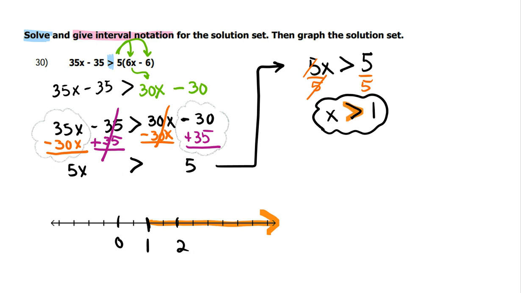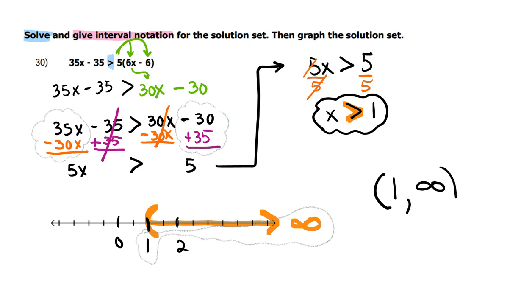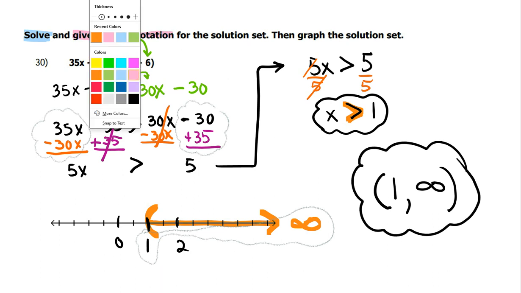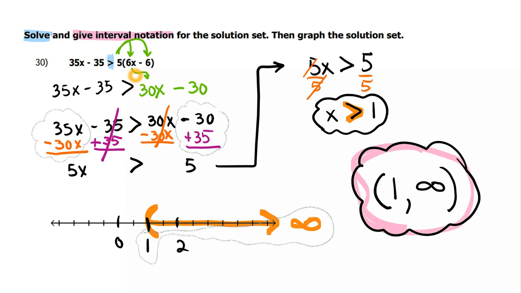But because this is just a greater than sign and not an equal to, I need a parenthesis. And remember, when you're going to the right, you're eventually hitting infinity. So I can see my inequality, or sorry, my interval right here. It starts at the 1, but doesn't include it, so I need a parenthesis, comma, and then it goes to infinity. That's where it ends, and that's the interval notation. That's this answer that I highlighted in pink. That's interval notation. And then there's the graph.